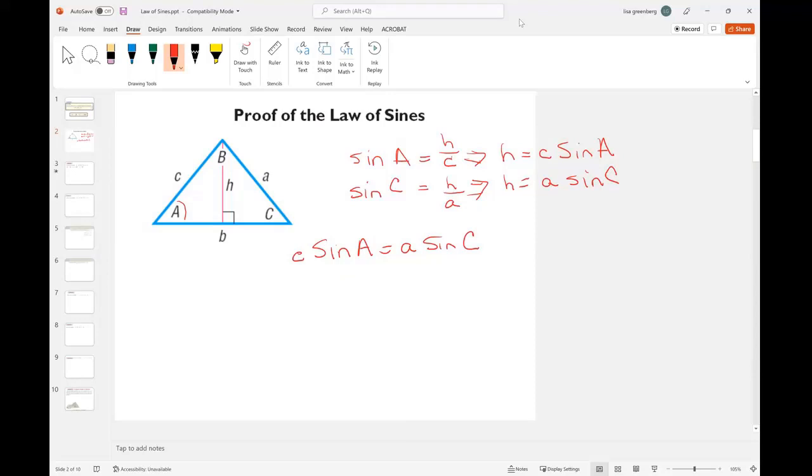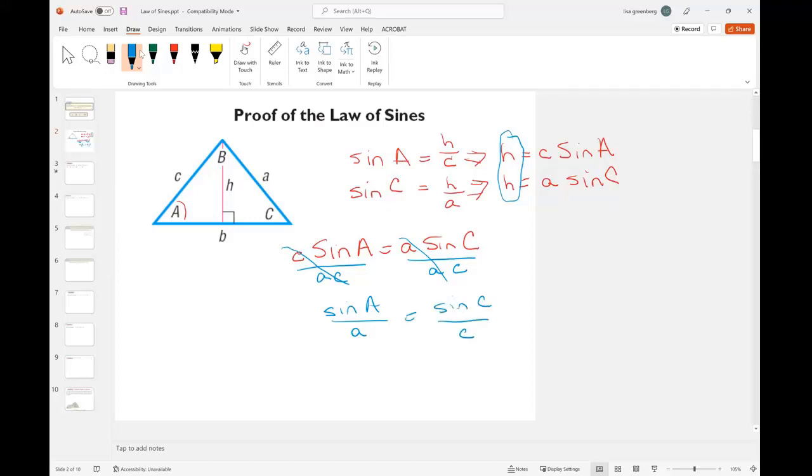So C sine of A is equal to A sine of C because both of these have the same H, right? So I could set the others equal to each other. And then I can divide both of these fractions by AC. The reason I'm doing that is because here I'm going to cancel my C's and here I'm going to cancel my A's. And notice what I end up with is the sine of A over A is equal to the sine of C over C.